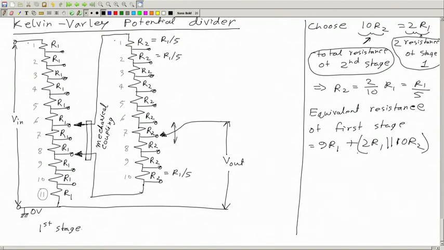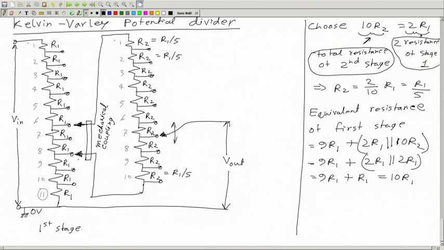And I have cleverly chosen this 2 R1 equal to 10 R2. 2 R1 is the same as 10 R2. So this is nothing but 9 R1 plus 2 R1, and this is also 2 R1. So this becomes 9 R1 plus 2 R1 parallel 2 R1, which is R1 only. This is 10 R1. So the equivalent resistance of this part is 10 R1 only.